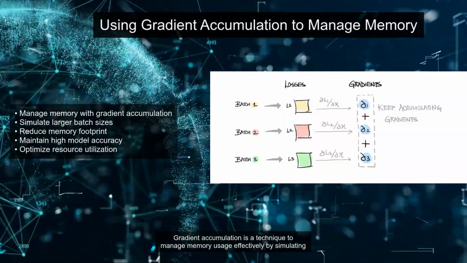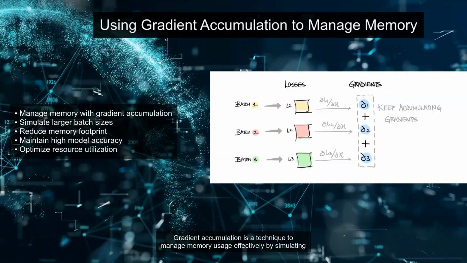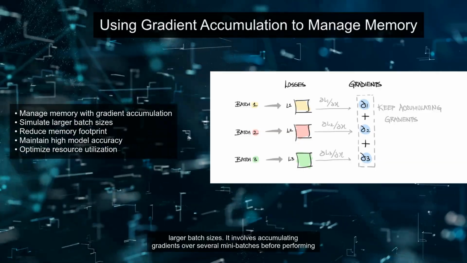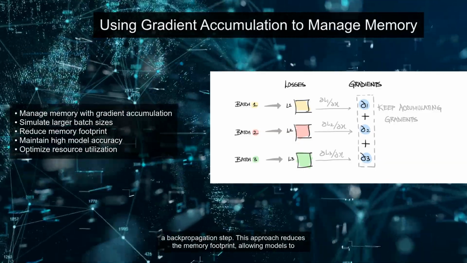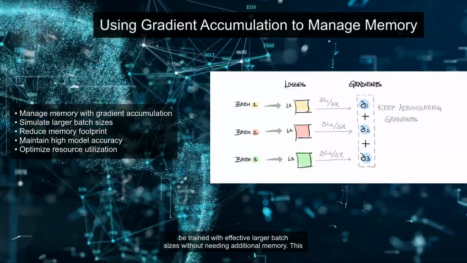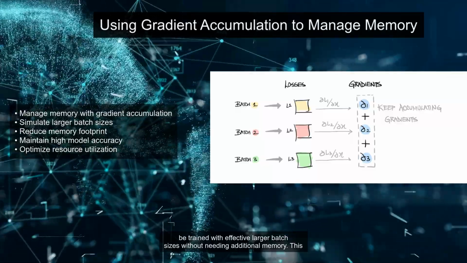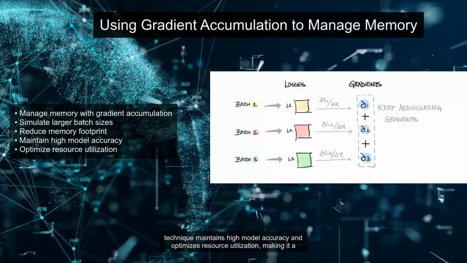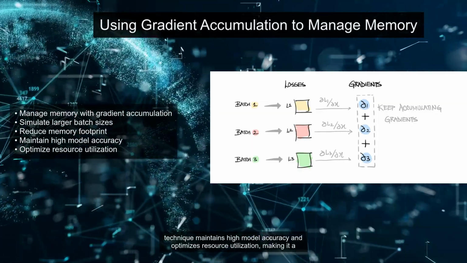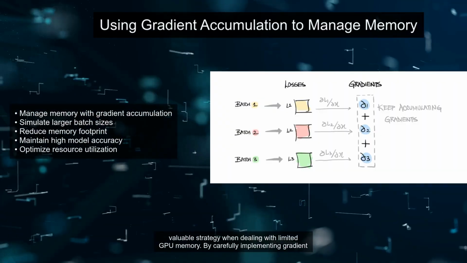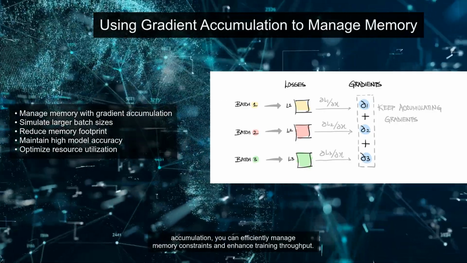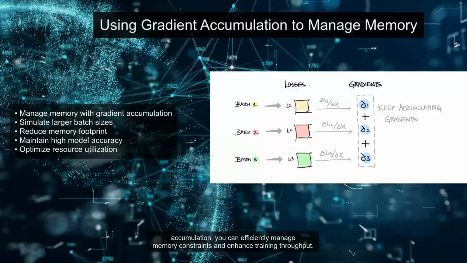Gradient accumulation is a technique to manage memory usage effectively by simulating larger batch sizes. It involves accumulating gradients over several mini batches before performing a backpropagation step. This approach reduces the memory footprint, allowing models to be trained with effective larger batch sizes without needing additional memory. This technique maintains high model accuracy and optimizes resource utilization, making it a valuable strategy when dealing with limited GPU memory. By carefully implementing gradient accumulation, you can efficiently manage memory constraints and enhance training throughput.